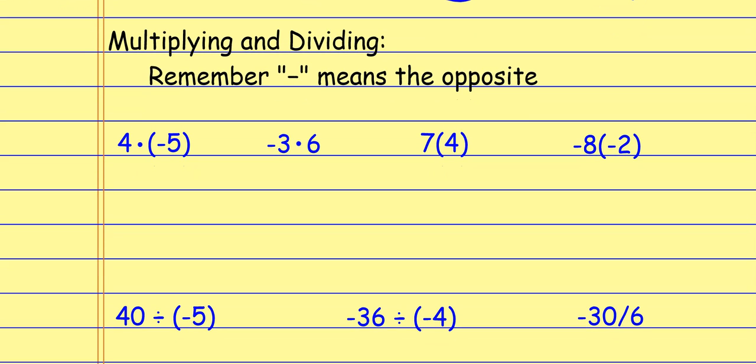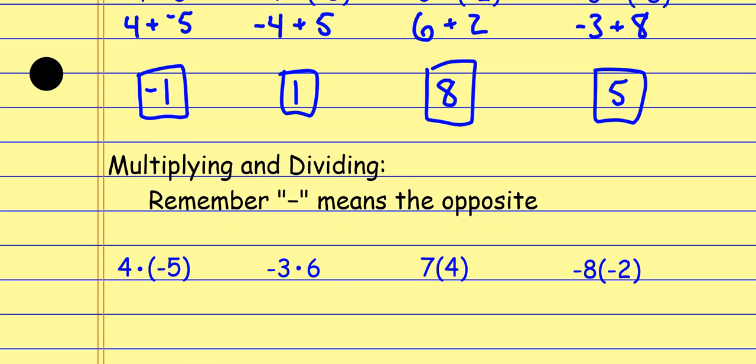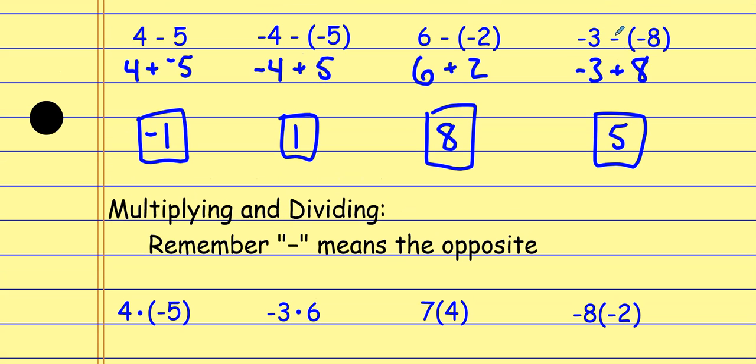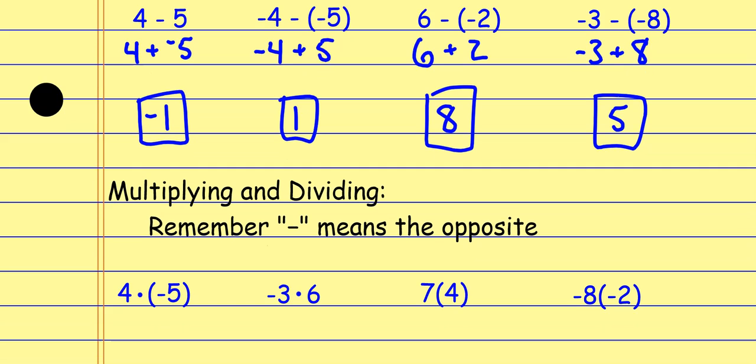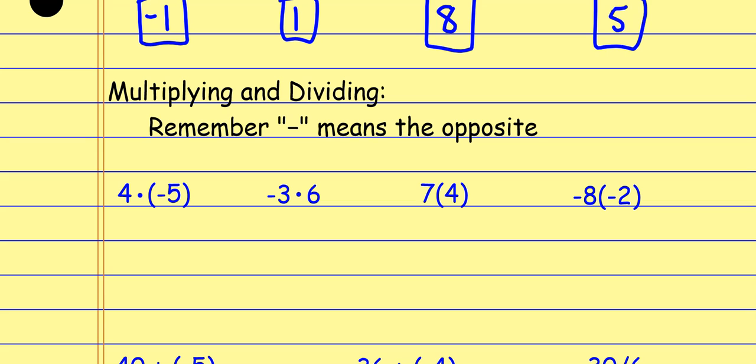And now let's talk about multiplying and dividing. Multiplying and dividing is no different than multiplying and dividing has always been. We just have to remember that that minus sign is an opposite sign, okay? And the opposite of an opposite is a positive. And we saw that when we were talking about addition. It's the same thing that happened up here. Minus a negative 8 is plus a positive 8, okay? We're changing it to the opposite.